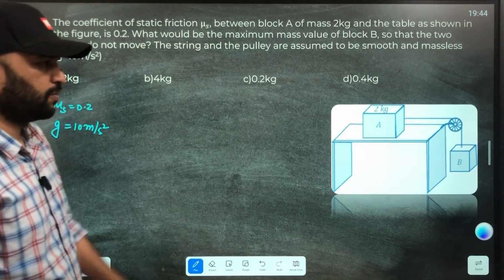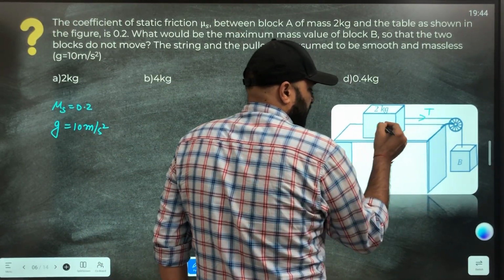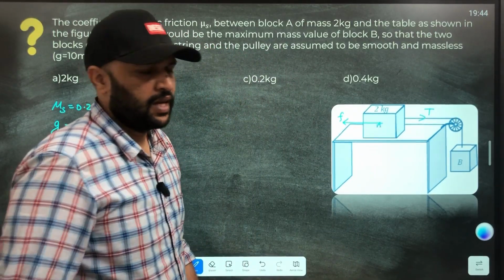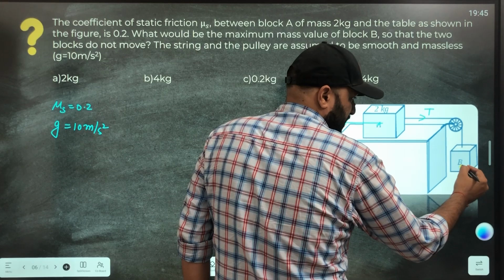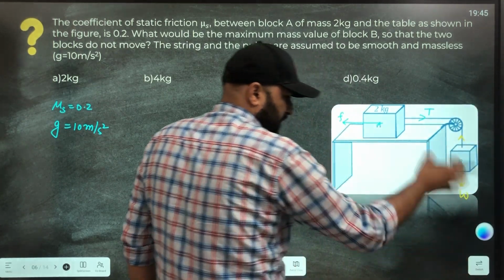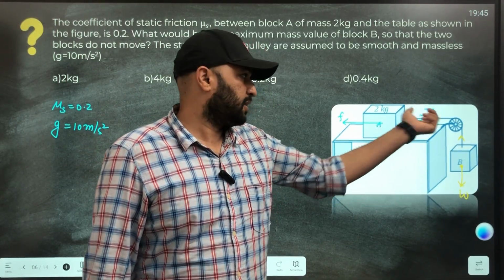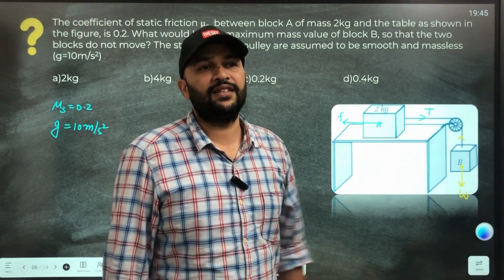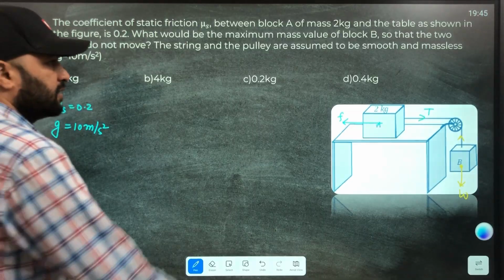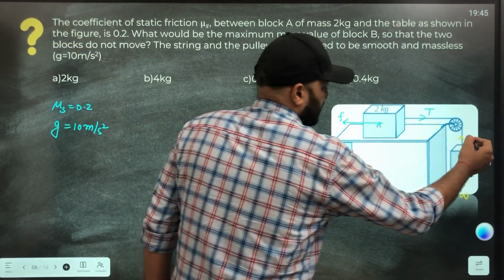If both the blocks are not moving, this is obvious that if the tension is greater than the frictional force, the block will have a natural tendency to move to the right. If the weight is greater than the tension force, then the block will pull it down. But if the tension becomes equal to the weight and the tension becomes equal to the friction, in both the cases, net resultant becomes 0 and they will be at rest. Clear? So let's assume that its mass here is m. Okay. And here it is obviously tension T.